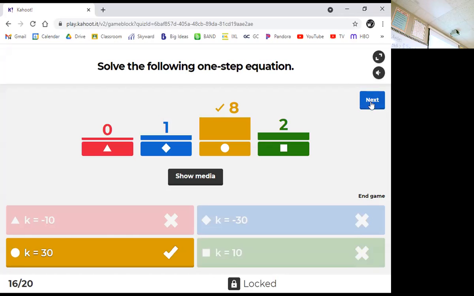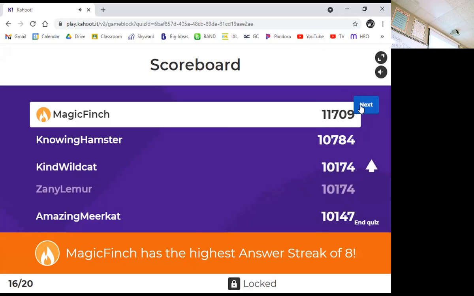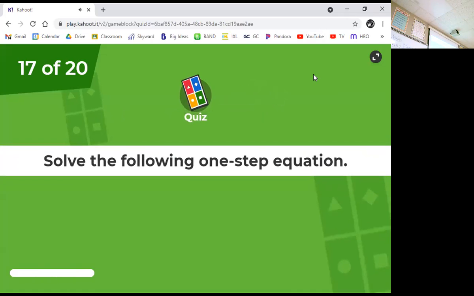Last one. And then we'll do the podium. We'll have to skip to the podium. Last one.